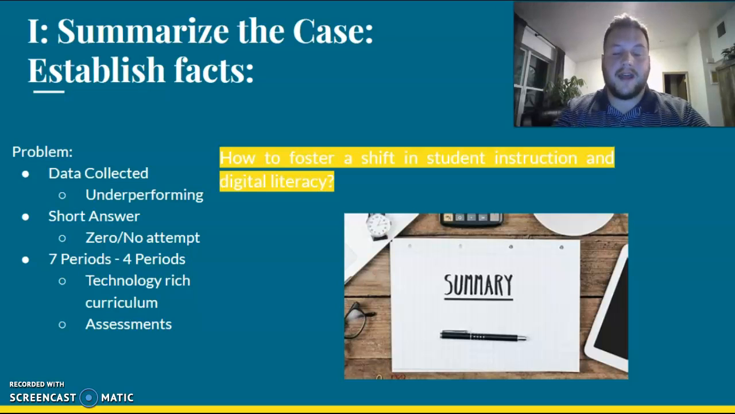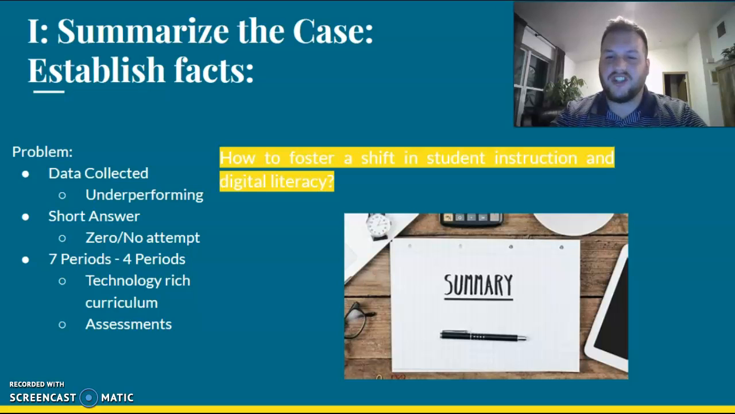One thing that's noted as a change that is made by Kim is that there is a transition from 7 periods to 4 periods. This is an attempt at getting more instructional minutes with technology and having it be, rather than shorter periods and more transitions between teachers, longer periods, less transition, but more opportunities to incorporate that technology-rich curriculum, as well as develop and use assessments within those classrooms as well.